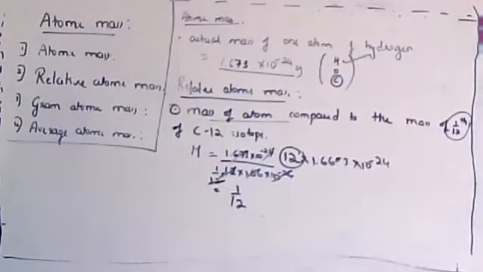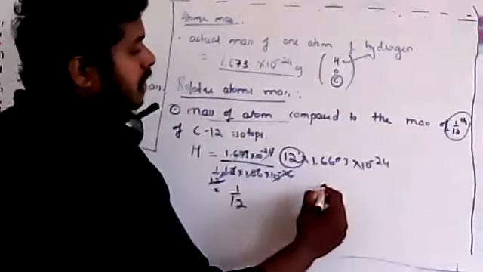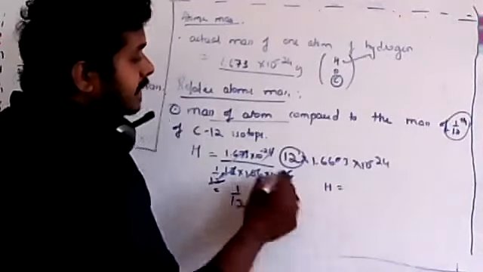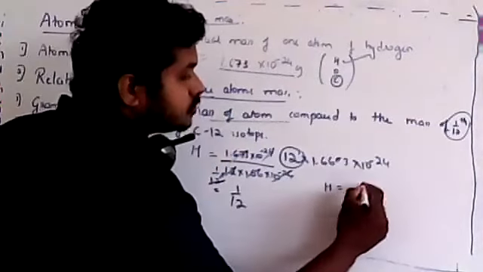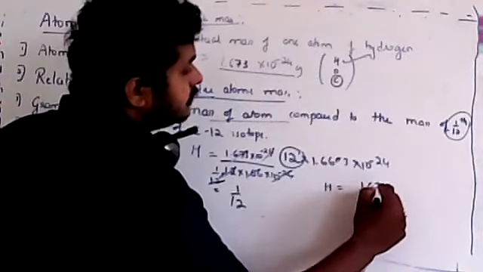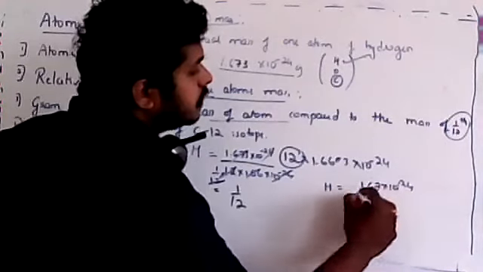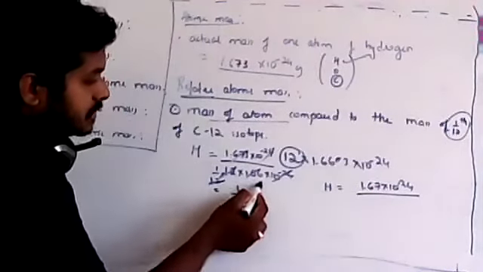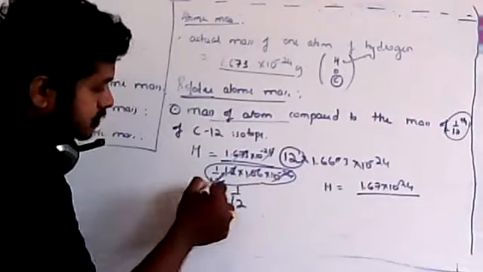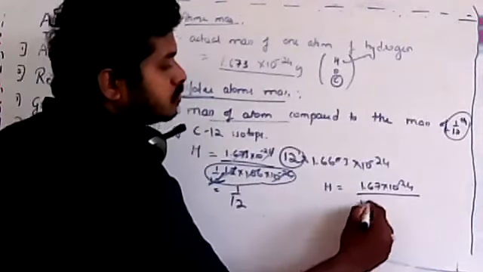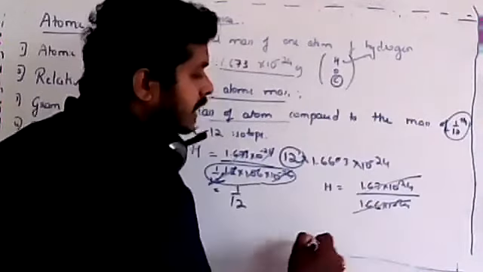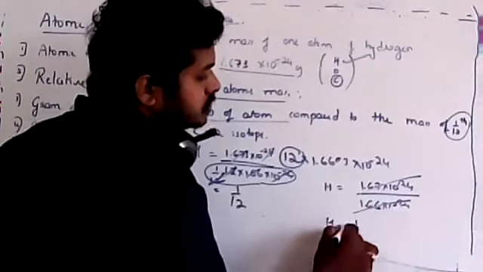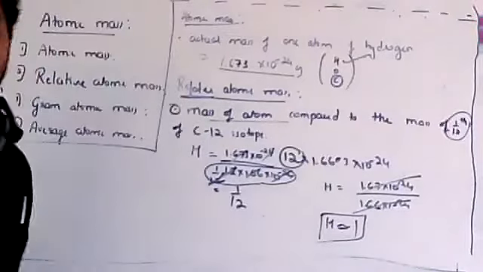Is that clear, my dear students? Because now if you calculate the relative mass of hydrogen, it would be done like this: mass of hydrogen is 1.67 × 10^-24 divided by 1/12 the mass of carbon, which is almost equal to 1.66 × 10^-24. It will almost cancel out, and you will get the value 1. You'll get a whole number.